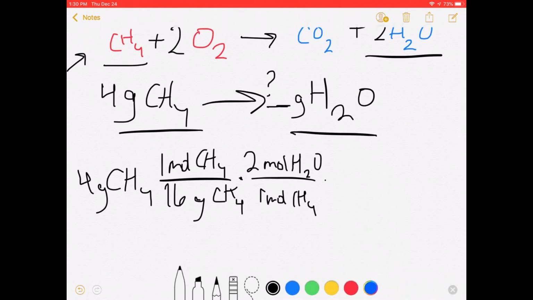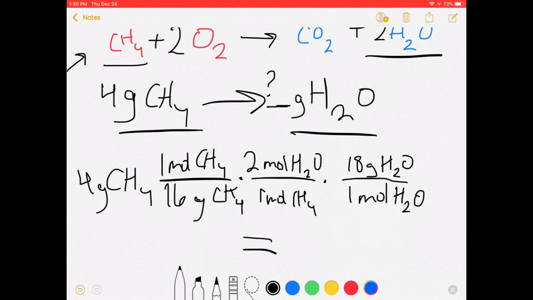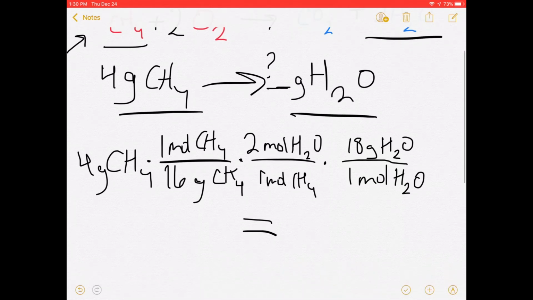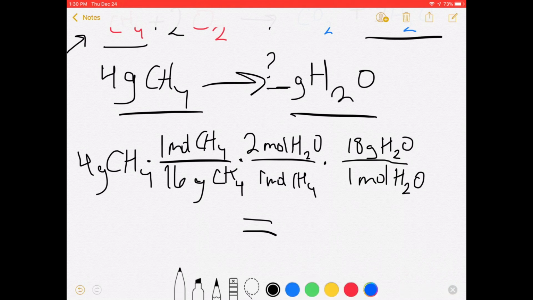Next, now that we have moles of H2O, all we need to do is go from moles of H2O to grams of H2O. So what I'm going to do is, I know that by looking at the periodic table, there are 18 grams of H2O for every 1 mole of water. Next, all I need to do is multiply all these terms that I wrote down, and we'll see how we go from grams of CH4 to grams of H2O.